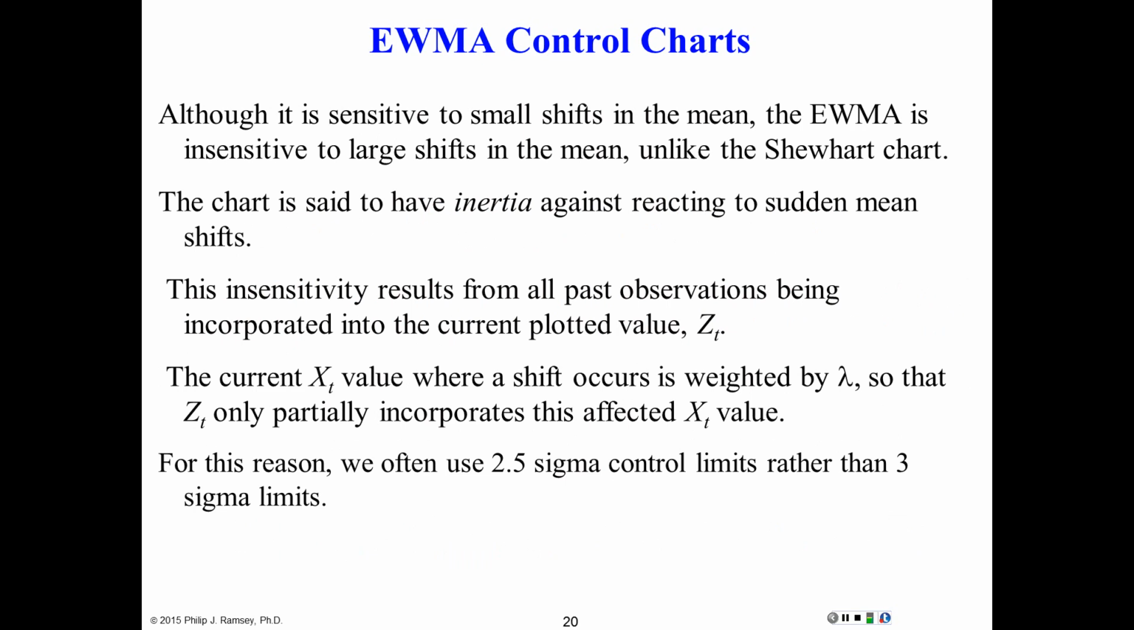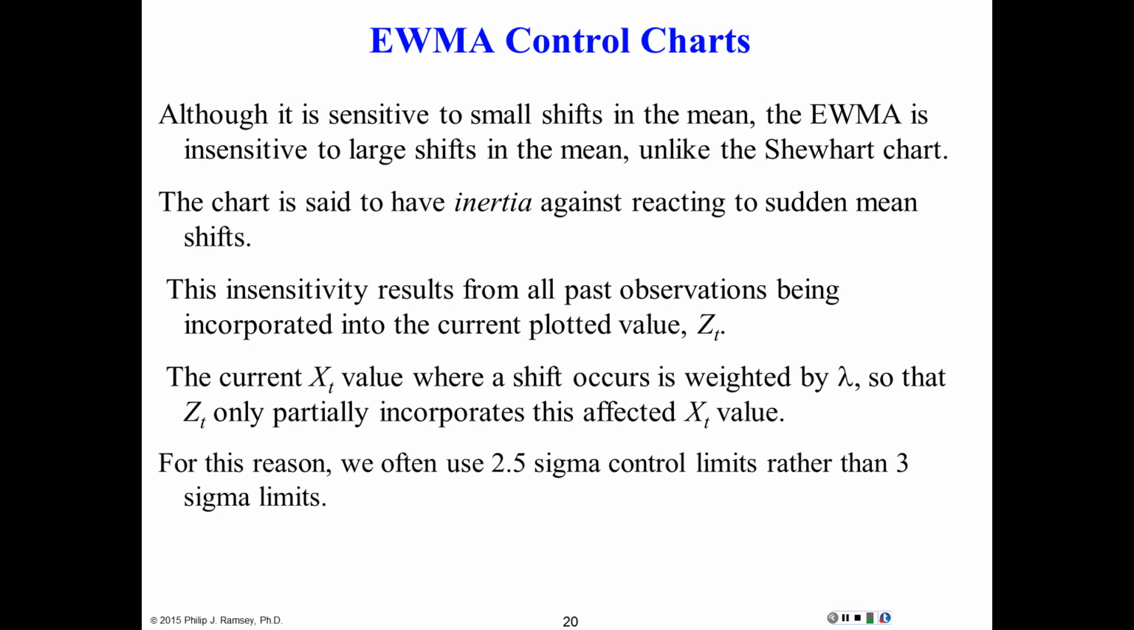A couple of things to be concerned with. Since this chart is an average, if something happens very abruptly, an abrupt shift, these charts can be a little slow to react because they're averaging that abrupt shift in with past data. So EWMAs are really good at catching small shifts and slow trends and cycles. They're not so good at big sudden shifts, so often EWMAs are used in conjunction with standard Shewhart charts.